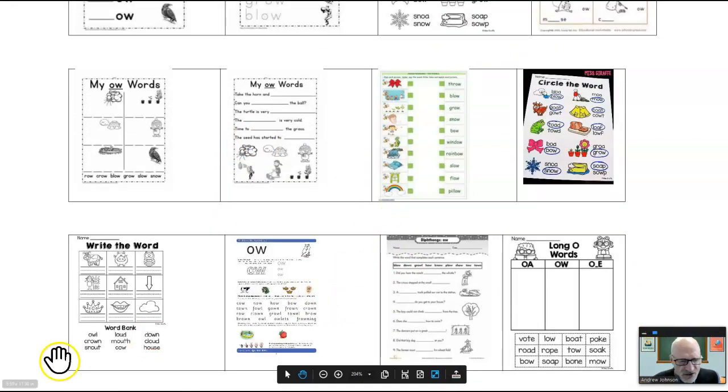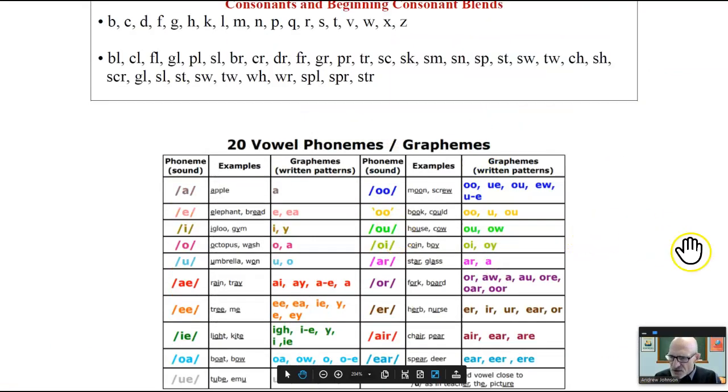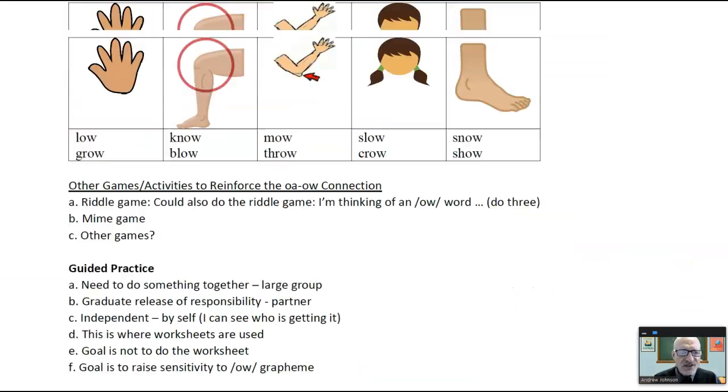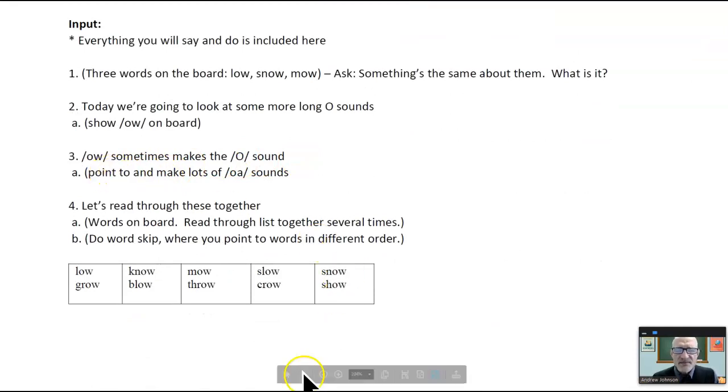All right, this is the elements of effective skills instruction. This is how I would go about teaching an academic standard related to a phoneme-grapheme connection. Keep it short, keep it explicit. Remember, the actual and explicit instruction took about 5 seconds. All right, it's right up here. OW sometimes makes the long O sound. That's the instruction right there. Everything else is reinforcement and practice of that bit of direct instruction.